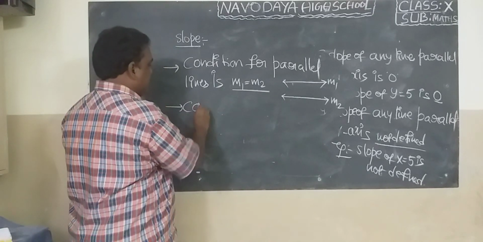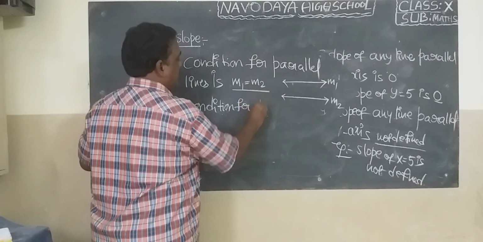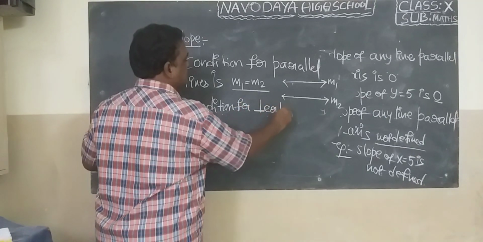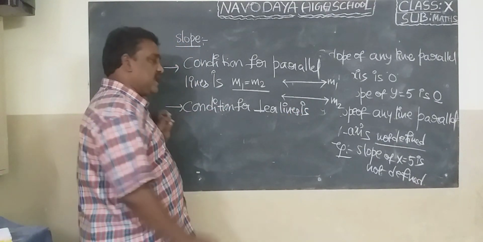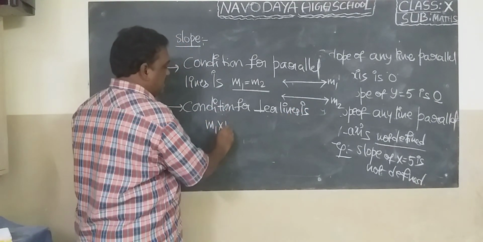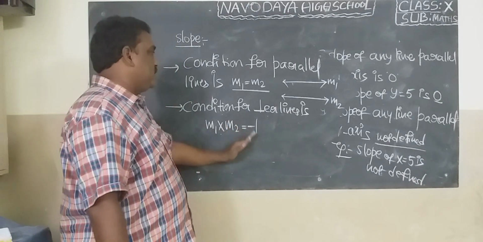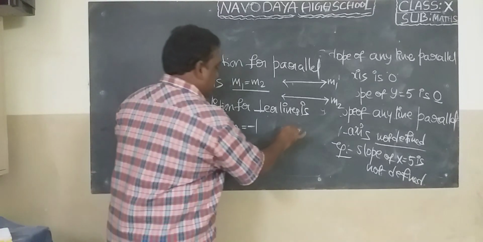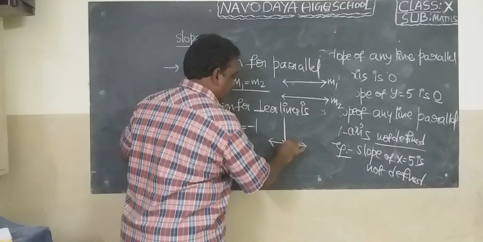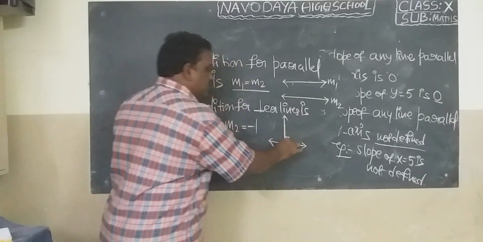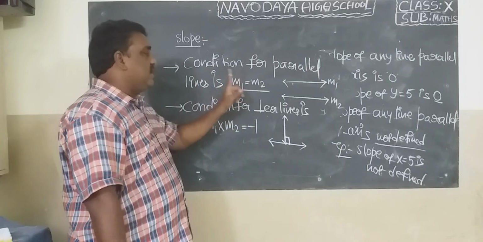Next, condition for perpendicular lines is m1 into m2 equal to minus 1. What is the condition for perpendicular lines? When two lines are said to be perpendicular, product of slopes equal to minus 1. When two lines are said to be parallel, m1 equal to m2.